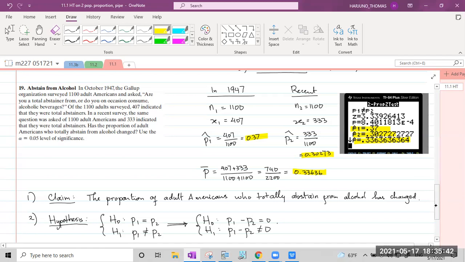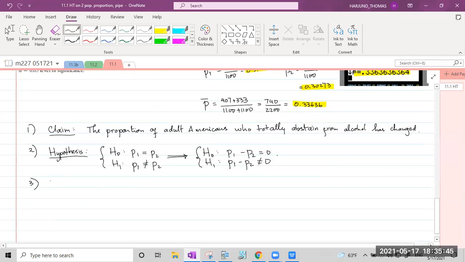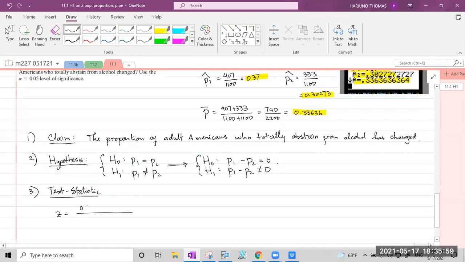Okay, now then, step 3, test statistic. I still write the numbers. Z equals P1 hat 0.37 minus P2 hat 0.30273 minus P1 minus P2, that's 0, over square root of, oh shoot, what is Q hat? Q hat is 1 minus 0.33636, 0.66364.